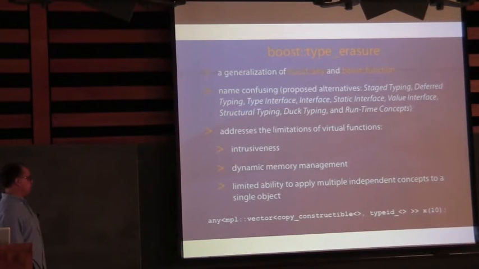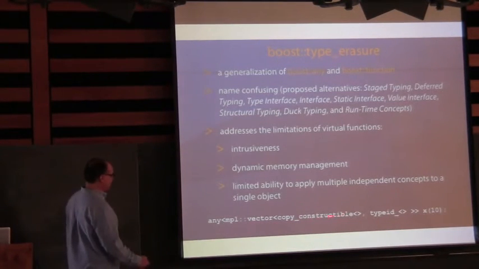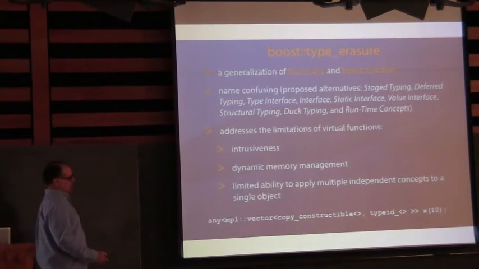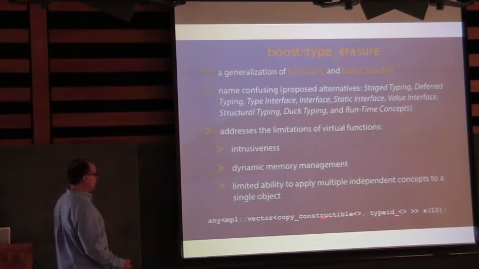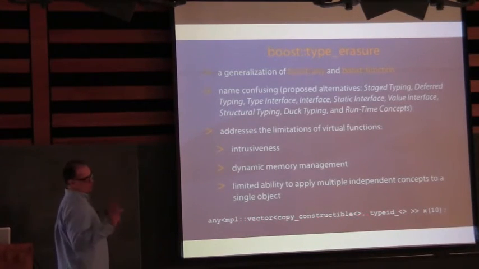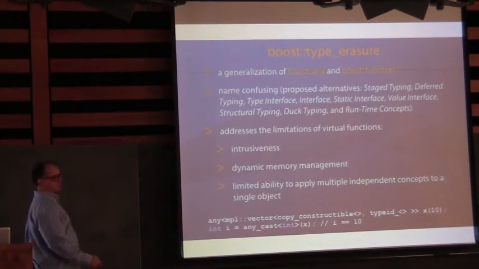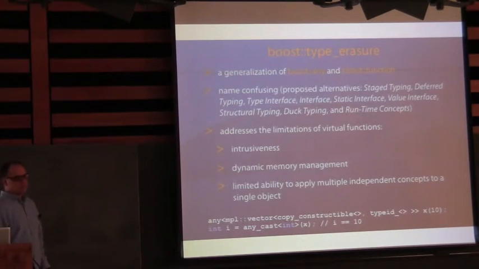What it looks like is this. You can see there's quite a bit of, compared to any, I'm not happy with this syntax. It does pretty much the same thing. You put anything in there, and then here basically you have this vector of concepts. So you can put that in and have any value, and then you can cast it out just like you would do with any. It's very, very similar.